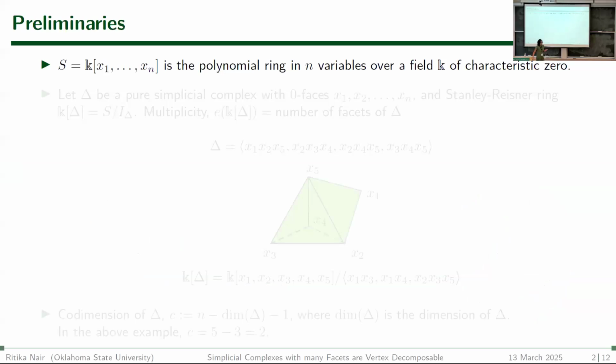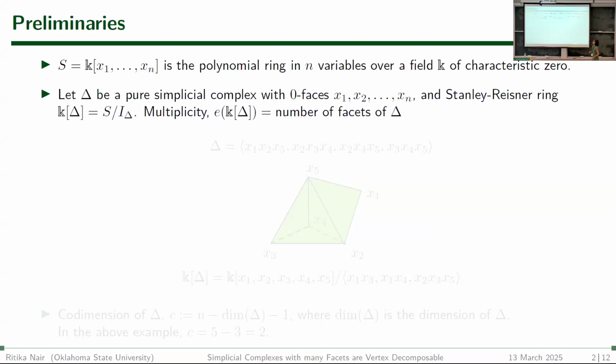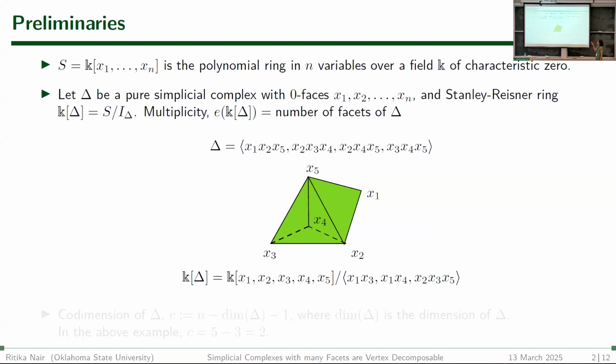Just a quick review of the main terms we would need. So we are considering a polynomial ring over a field of characteristic 0 in n variables, x1 to xn, and we're considering simplicial complexes on n vertices. And as we have been seeing throughout this week, we can define the Stanley-Reisner ring for such a complex by modding out by the ideal. So a quick example here.